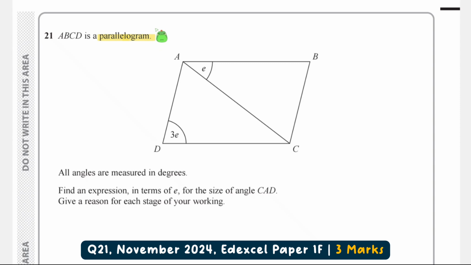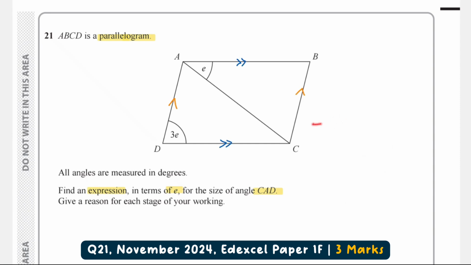Find an expression in terms of E for the size of angle CAD. So CAD is this angle over here. We're told in the question that the shape is a parallelogram. What this tells us immediately is that this side AB is parallel to this side DC, and that this side AD is parallel to this side BC. This is because opposite sides in a parallelogram are parallel.